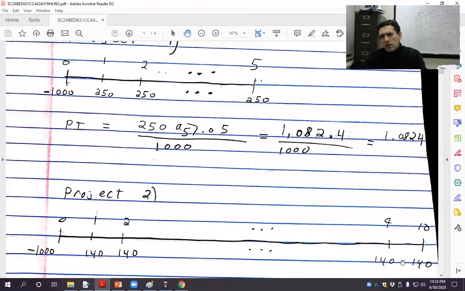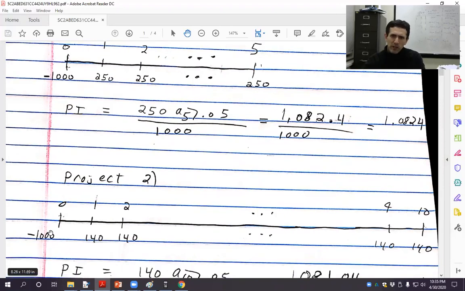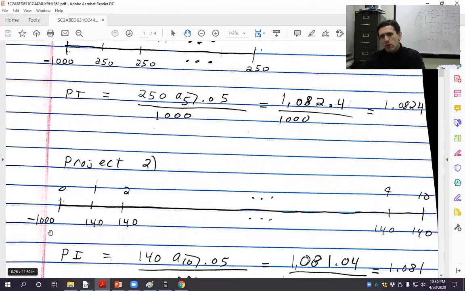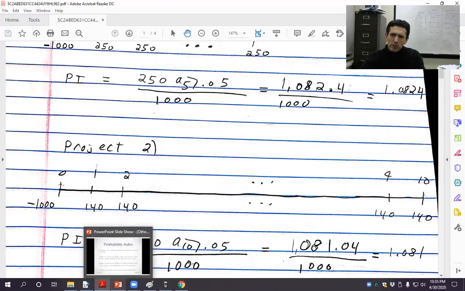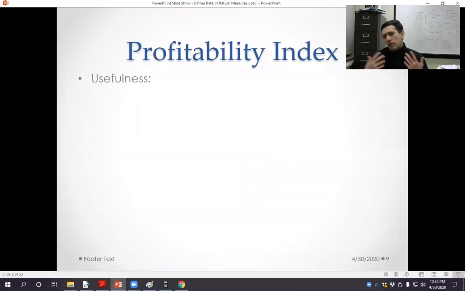On the other hand, project 2 is basically similar. You've got 10 payments of 140. It's the revenue, so the present value of that is 1081.0. Again, it's an annuity immediate because there is no revenue of 140 at the beginning of this project. And again, the present value of expenses is just 1,000. So this is 1.081. Okay. All right. So what is the purpose of the profitability index?